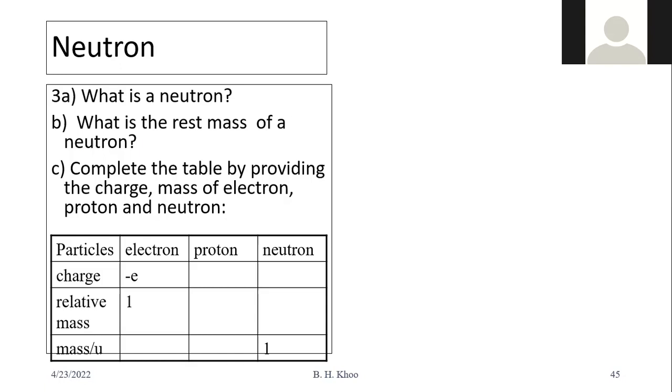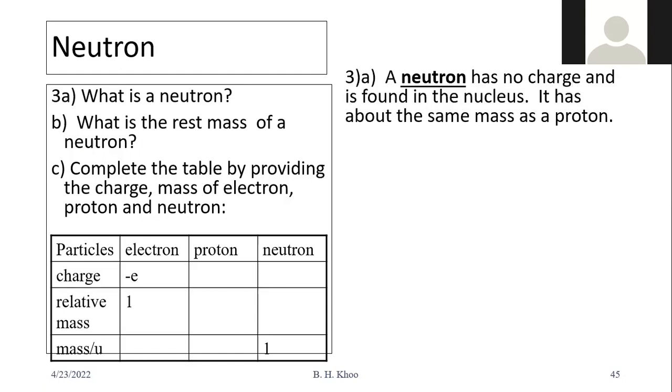Neutron is inside the atom, in the nucleus. Where is it found? It's found in the nucleus. Neutron has no charge. Describe it: it has no charge, and it is found in the nucleus. It has roughly the same mass as a proton.